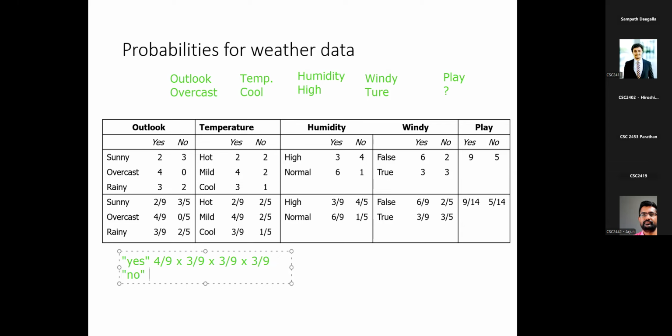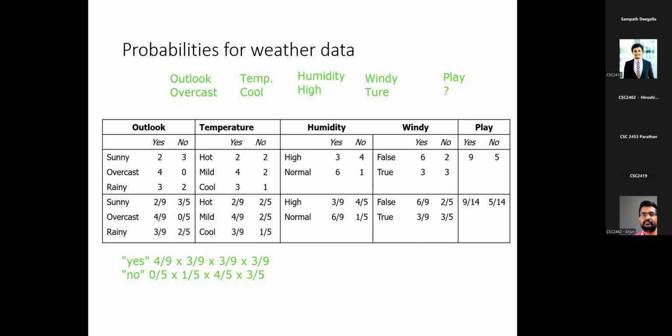For no, okay, now this is the problem. We have 0 divided by 5. We have cool, 1 divided by 5. Humidity that is high, 4 by 5. Windy true, we have 3 divided by 5. So these are the attribute values. The problem here, if you notice, is that this is 0.